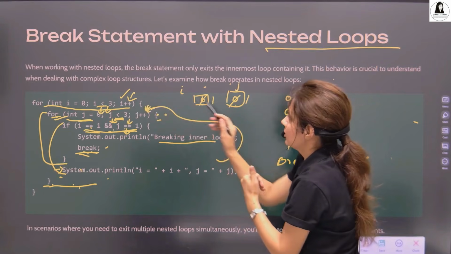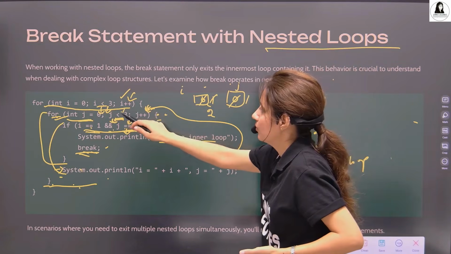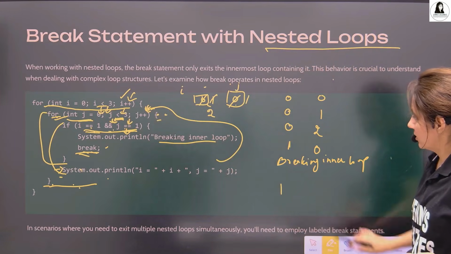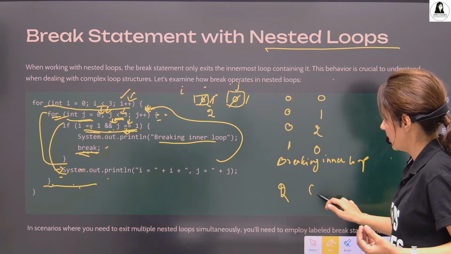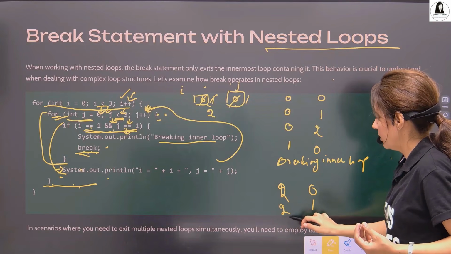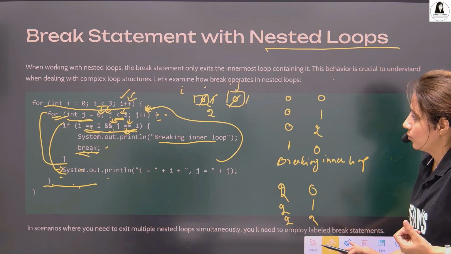Now i plus plus. i becomes now 2. Now again the same condition would be there. And next, whatever is there, that would be printed, like i is equal to 2, then j again 0, then 2, then 1, then 2, then 2, and something like this. Right? This would be the output.